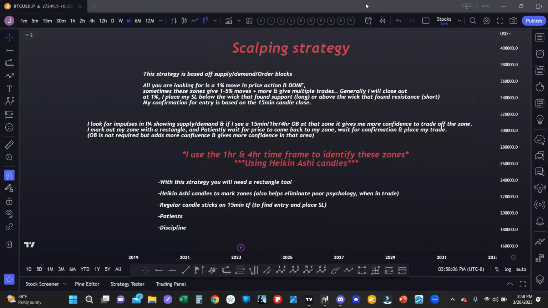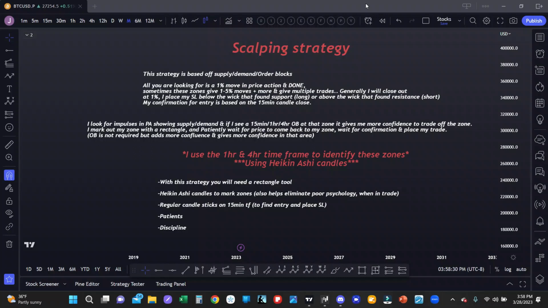My confirmation for entry is based on the 15-minute candle close. So I want to see the 15-minute candle approaching my zone. I want to see the reaction of that candle. And if I get the reaction that I like, then I take the trade upon the candle's close. Okay. And I'll get more into that when we look at the chart.